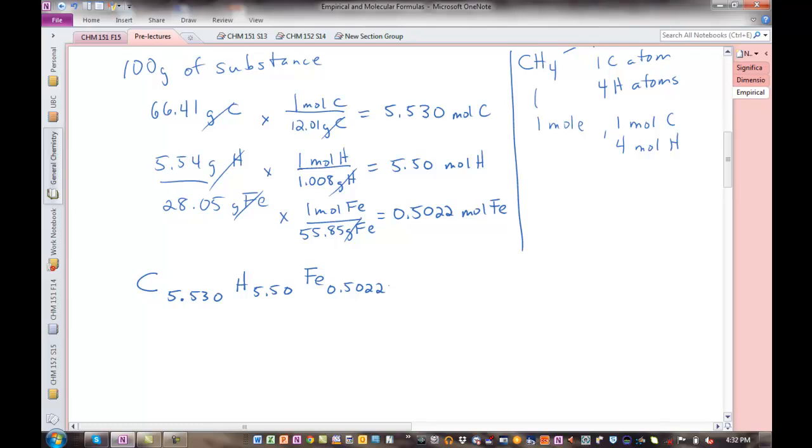Well, if you're thinking about it, if we divide by the smallest number, we're certainly going to get at least one whole number, right? So if I take 0.5022 divided by 0.5022, I have a whole number. I have a whole number of 1. That's nice. Now, again, as we do a mathematical operation to keep the same ratio between carbon, hydrogen, and iron, we have to divide each of those subscripts by the same number.